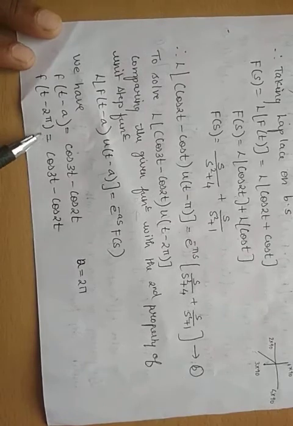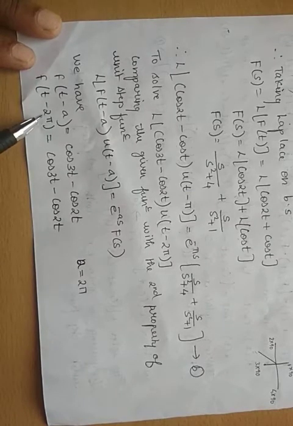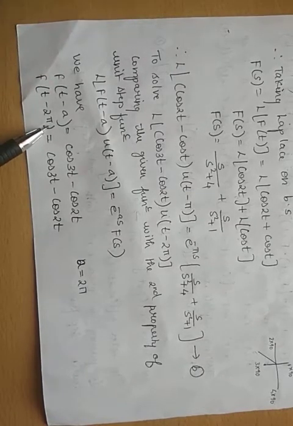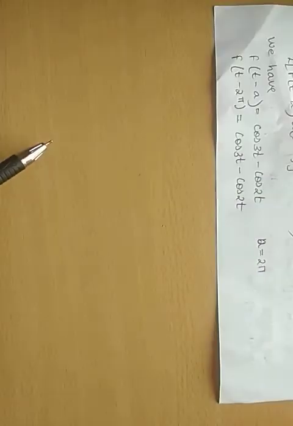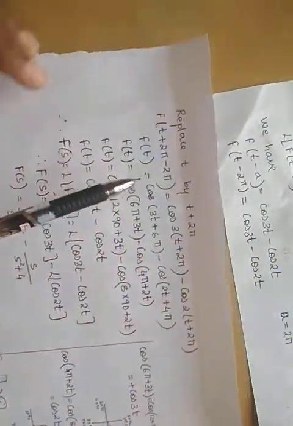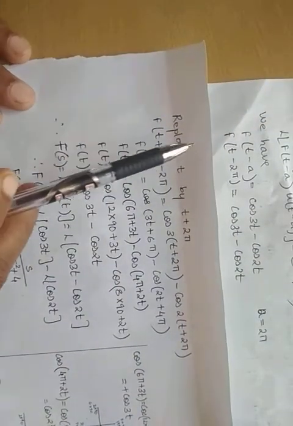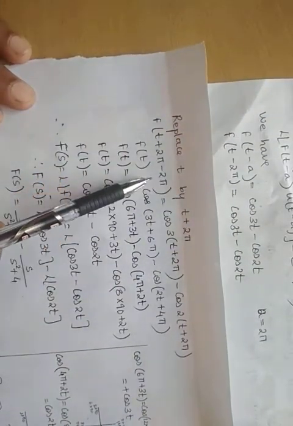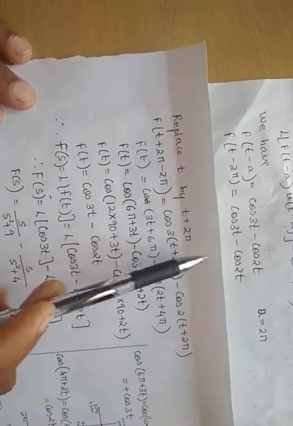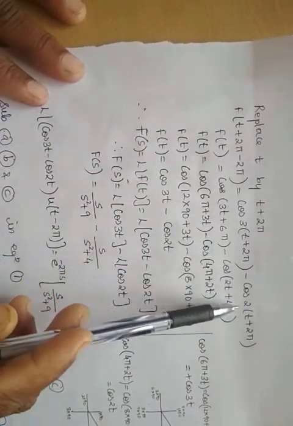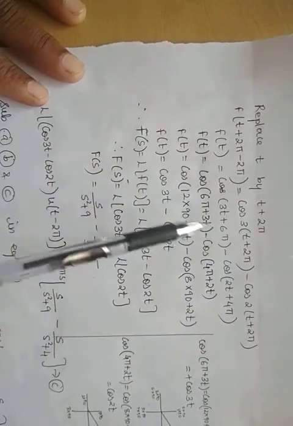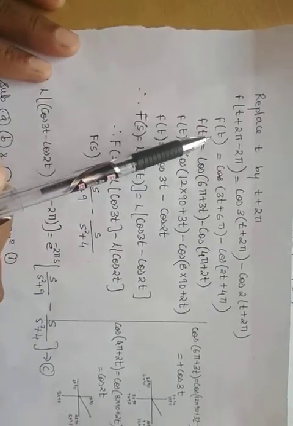So I want f of t. So replace t by how much? T plus 2 pi. Why? Because here it is t minus 2 pi. So try to replace the function with t plus 2 pi. So this becomes how much? Here f of t plus 2 pi minus 2 pi, cos of 3 as it is, t plus 2 pi minus cos of 2 as it is, t plus 2 pi. Now multiply this 3 inside and 2 inside. This 2 pi and 2 pi will get cancelled. I'll get f of t.